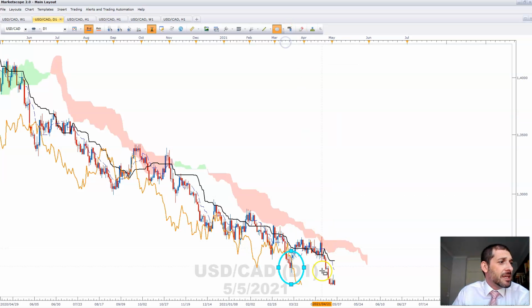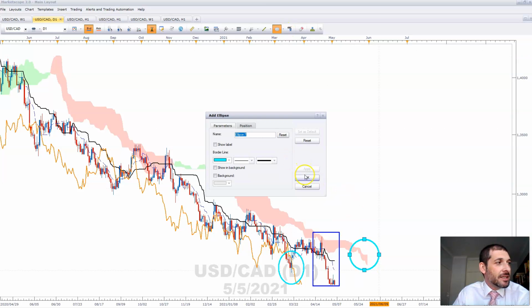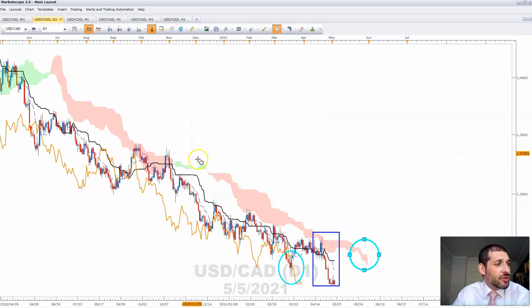Take a look at the price relative to cloud and baseline. You can see that the price is below the baseline, and the baseline is below the cloud. Again, downwards momentum. And of course, we have the forward cloud moving in that southeasterly direction. So the trend here very much perhaps suggesting the communication in terms of hawkishness versus dovishness.